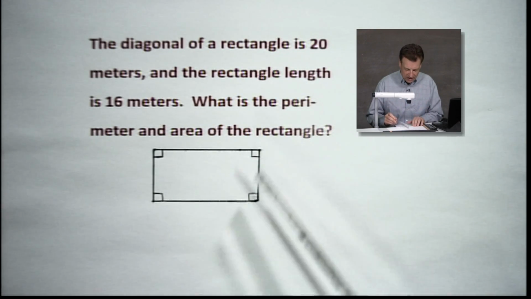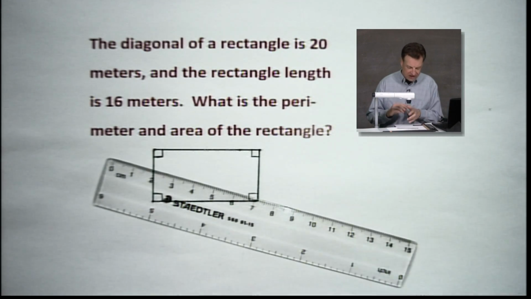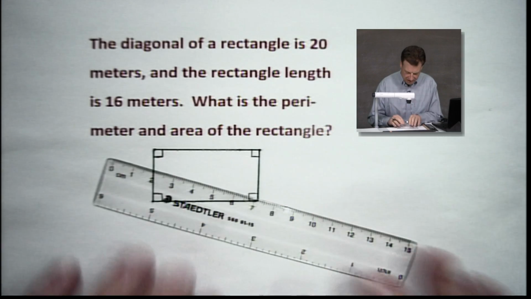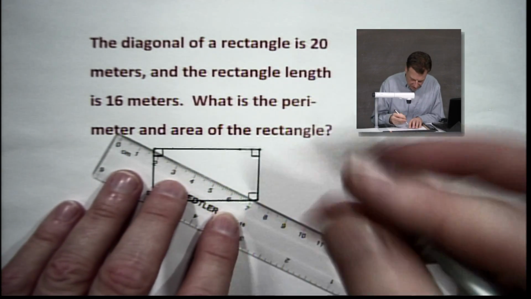Four right angles working for us. And we're going to create one more piece of information here. We've got a diagonal involved here, all right? So a diagonal, folks, basically goes corner to corner. Let's draw that in.